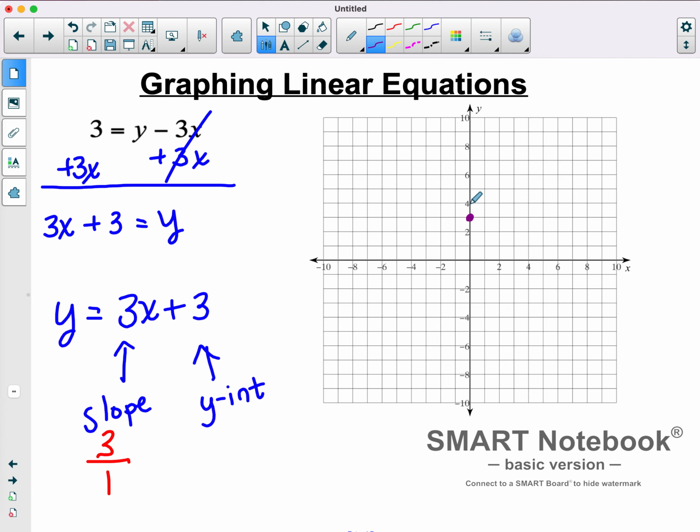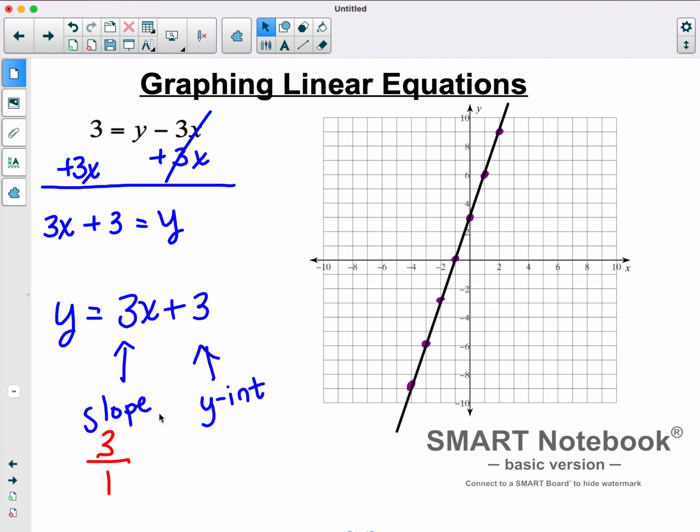So we're going to rise 3, 1, 2, 3, and run 1 to the right. We can see that those points are starting to go uphill, which is correct. We needed a positive slope. I can also go backwards, going down 3 and left 1. If we continue that pattern, we can find all the points possible on this line that fit on this grid. And usually the more points you graph, the easier it is to actually make your line. So there's our linear equation.